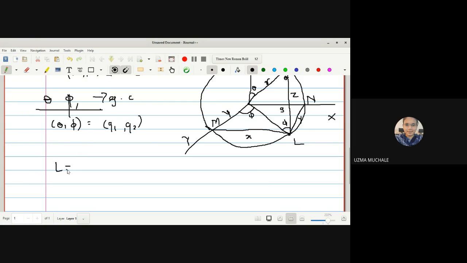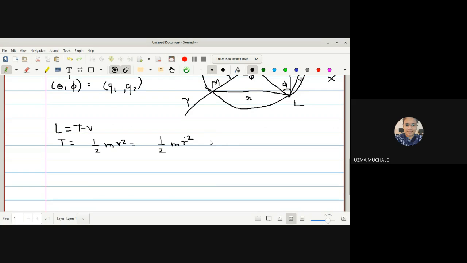We have to find L equals T minus V. For that we should know the kinetic energy, 1 upon 2 m v square, which is equal to 1 upon 2 m r dot square. As we are discussing a 3D space, it will directly be written as 1 upon 2 m times x dot square plus y dot square plus z dot square. Let us name it equation 1.